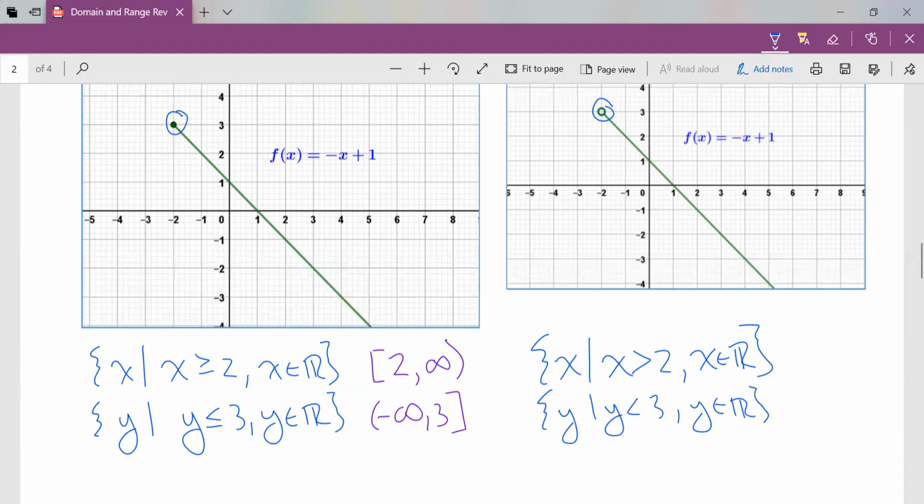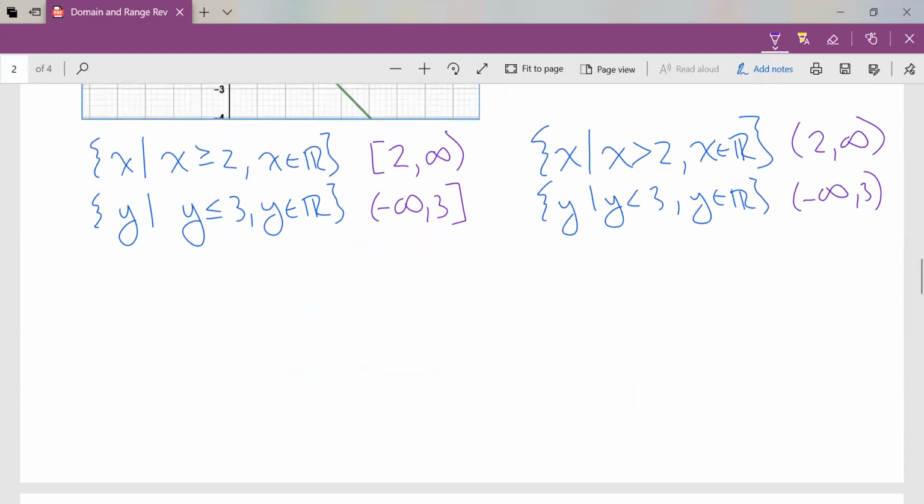How does that affect our interval notation? Well, if it doesn't include 2, I'm going to use a parenthesis like that. And if it doesn't include 3, I'm going to have a parenthesis. So when it doesn't include something, it's a parenthesis. When it does include something, it's a square bracket. Okay, so there's an example of two types of graphs where the graph ends going one direction. All right, let's try a couple more.